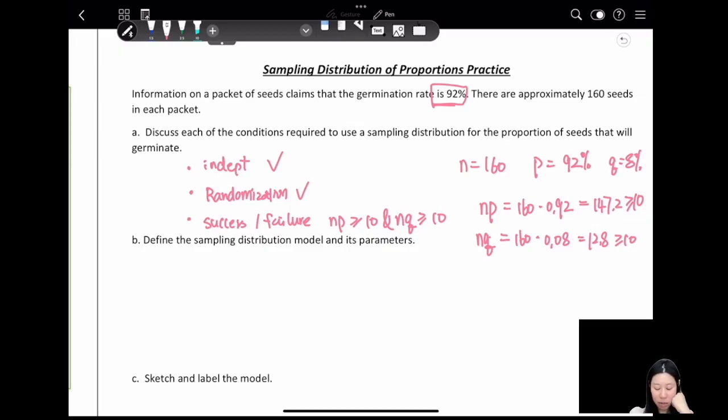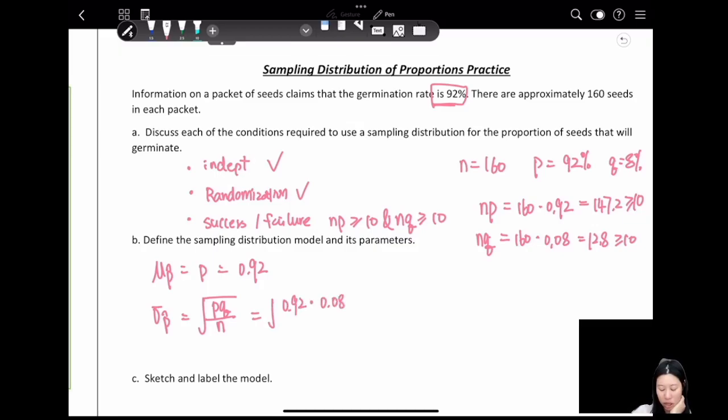Now define the sampling distribution model and its parameters. There are two parameters. One is the mean of the proportion, which equals the proportion. That one is easy, equal to 0.92. Now the standard error, which is the standard deviation of the proportion, equals the square root of p times q over n. So we have 0.92 times 0.08 over 160.